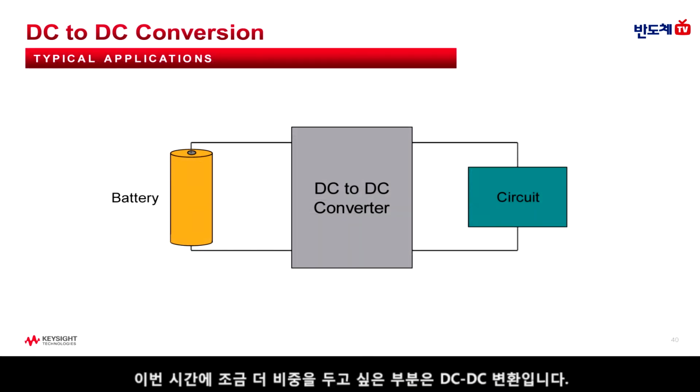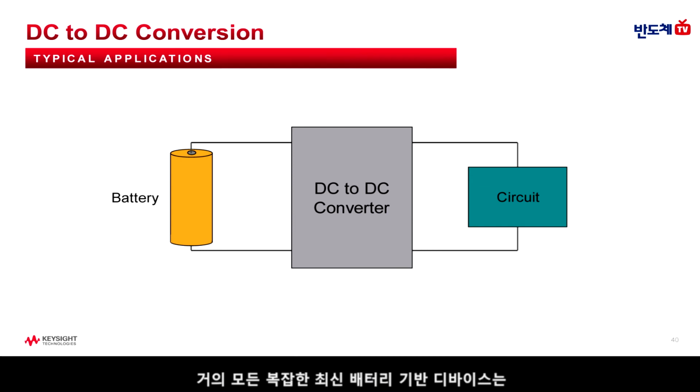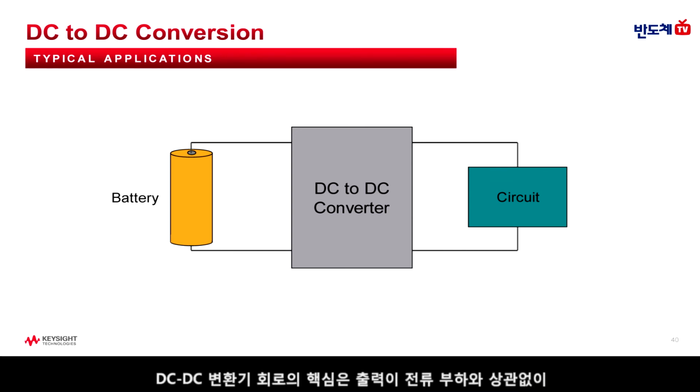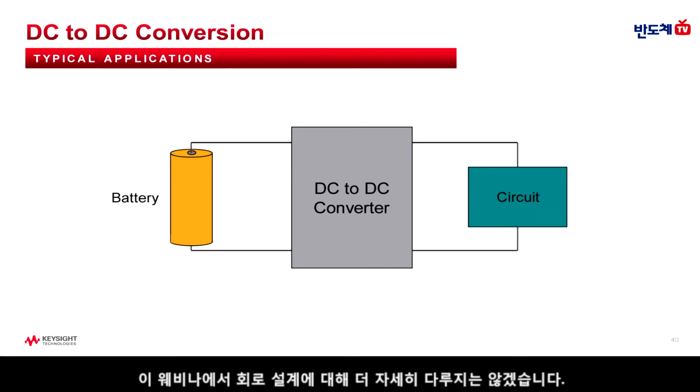So one area I want to spend a little bit of time on in this presentation is DC to DC conversion. DC to DC converters take a DC input voltage and, obviously, convert it to another DC voltage. Almost all modern battery-powered devices of any complexity employ one or more DC to DC converter circuits, because they have to reduce the voltage of the battery down to a level appropriate for the different internal circuits. And of course, there are applications such as high voltage DC power transmission that also use DC to DC converters. But the key point of a DC to DC converter circuit is that its output needs to act just like a battery, in the sense that it needs to maintain a stable output voltage regardless of the current loading.